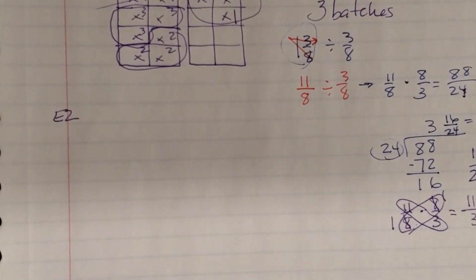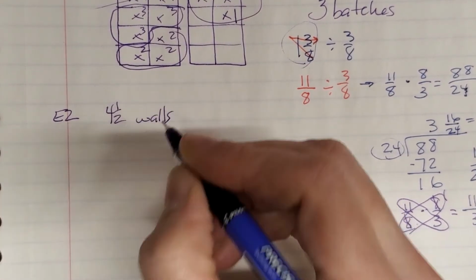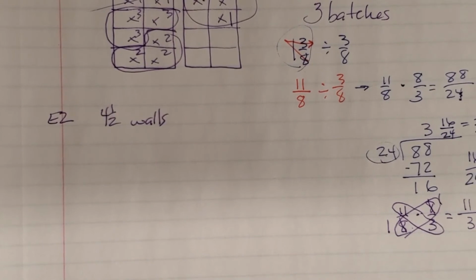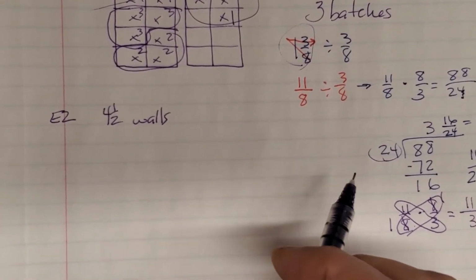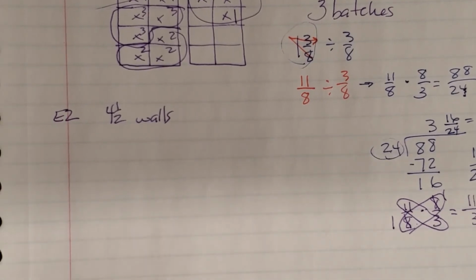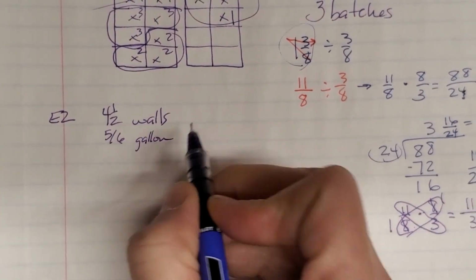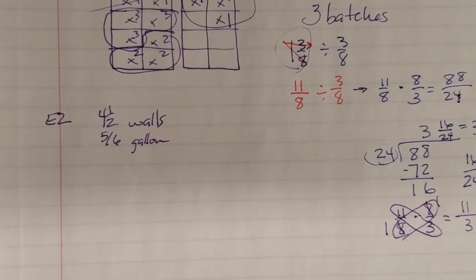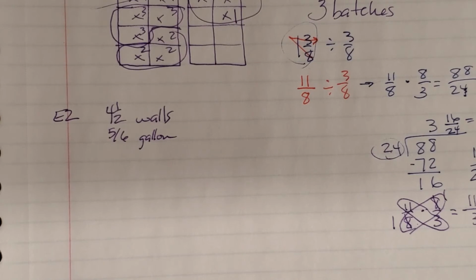Example 2. What if we had this girl, Carly, has 4.5 walls left to paint, in order for all the bedrooms in her house to have the same color paint. However, she has used almost all her paint and only has 5/6 a gallon left. Okay, so she has 5/6 a gallon of paint. How much paint can she use on each wall in order to have enough paint for the remaining walls?